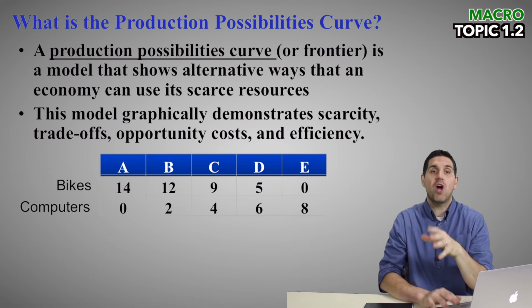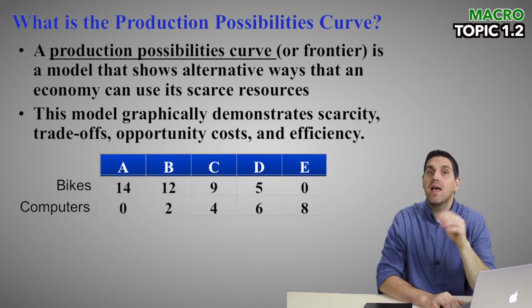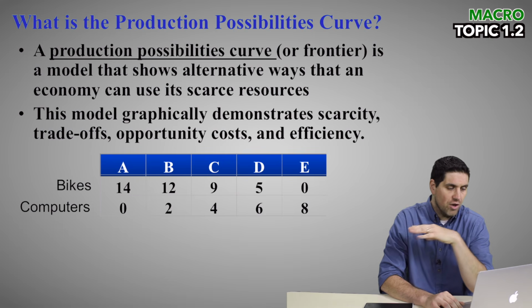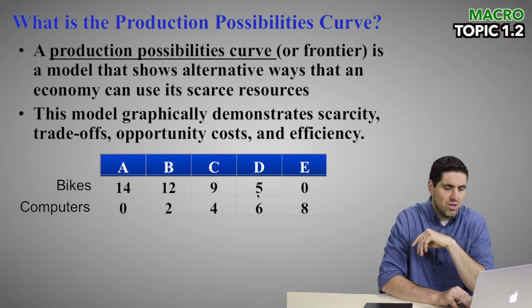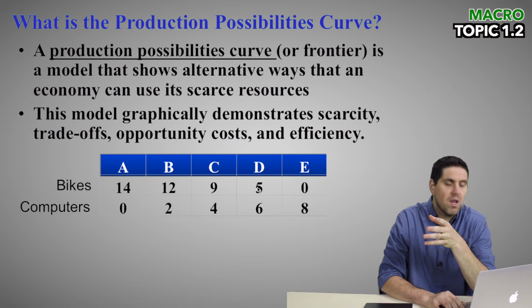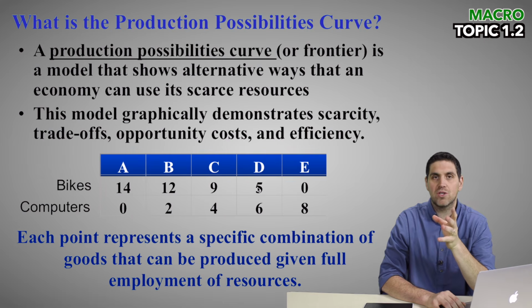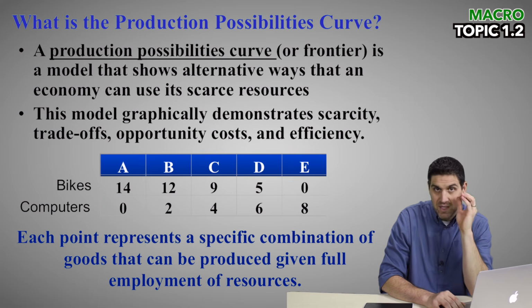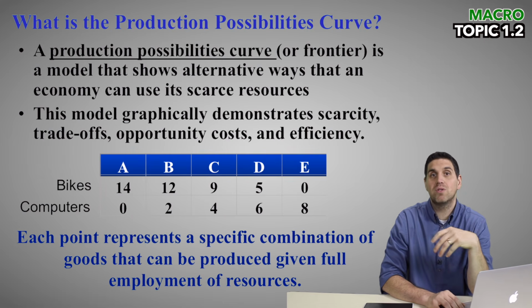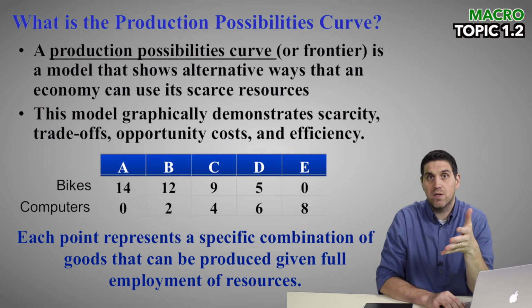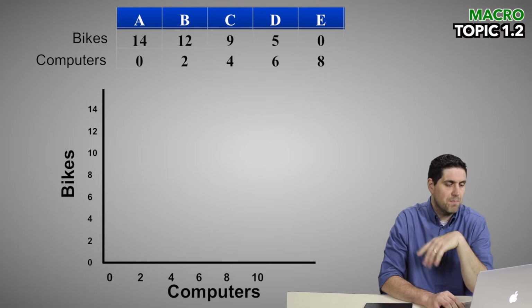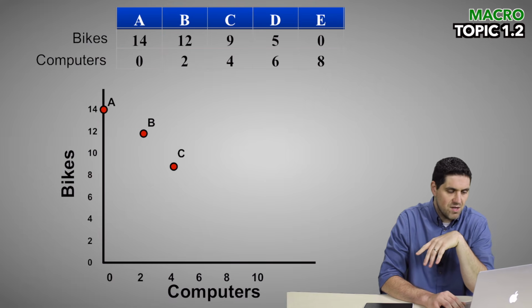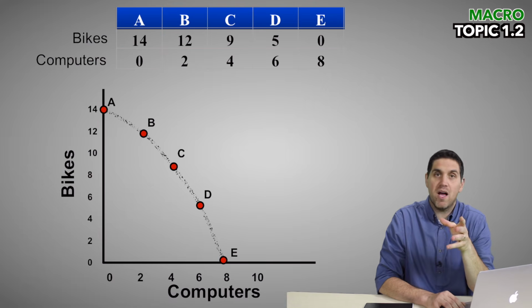Now it starts off with a chart. This chart showing bikes and computers, A, B, C, D, is all different combinations. So we can produce all bikes and no computers, or all computers and no bikes, or some combination in between. So if you actually plot this, you come up with a production possibilities curve. Each point represents a specific combination of the two goods we can produce at full employment using all of our resources. So if we take the chart and put it on a graph, it's going to look like this. You've got bikes, computers, and you plot the different points, and you've got, boom, right here, the production possibilities curve.